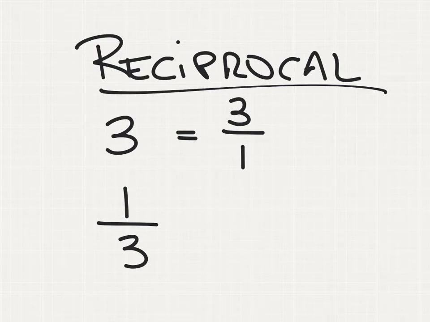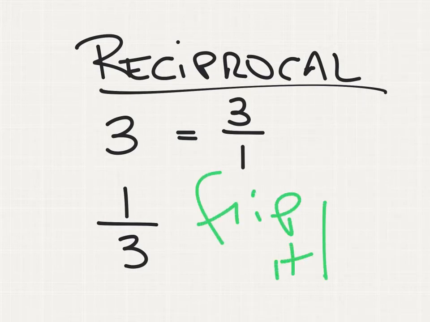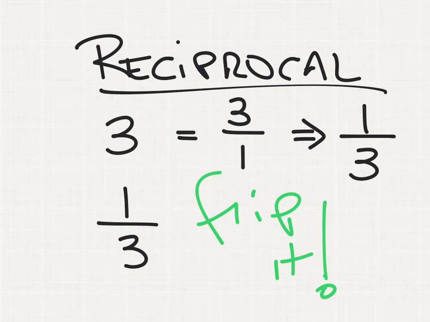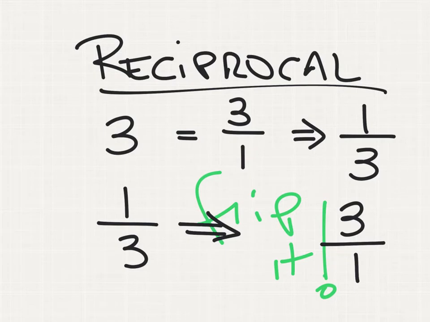Once I have a fraction, I just need to flip it. Flip the fraction, and that's your reciprocal. So 3 over 1 has a reciprocal of 1 over 3. Just as 1/3 or 1 over 3 has a reciprocal of 3 over 1. Flip it to its reciprocal. I've reminded you what a reciprocal is and how to find the reciprocal of a rational number.